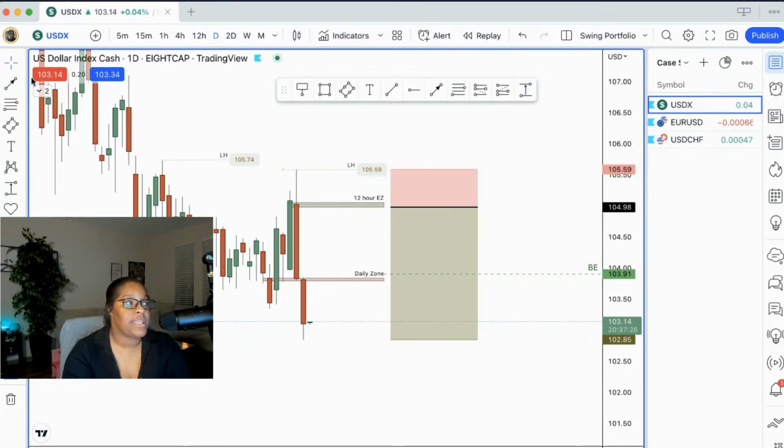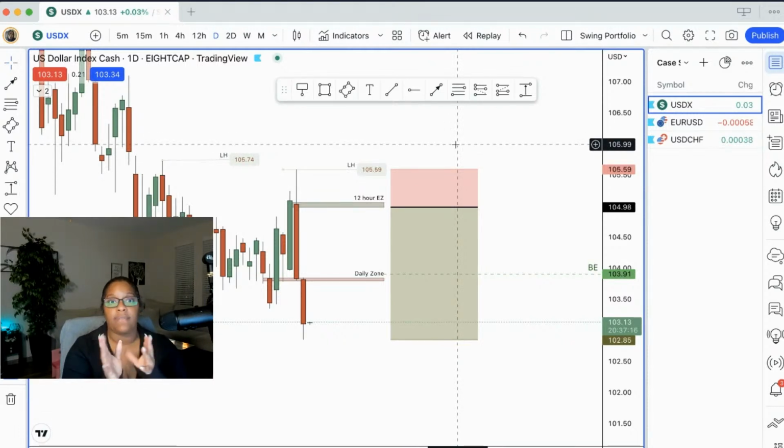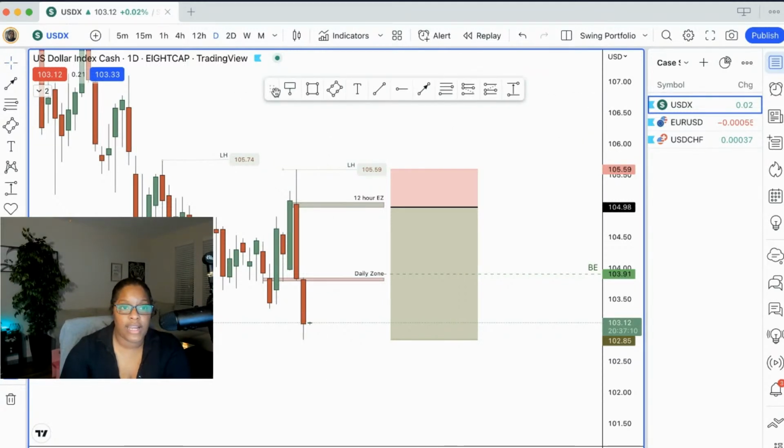Now, in order to get there, you need 1, 2, 3, 4, 5, 6, 7. This is the seventh icon under the long position tool, and you can just put a star by that, and then boom, that's the favorites tool there. So these are some of the tools that I use.